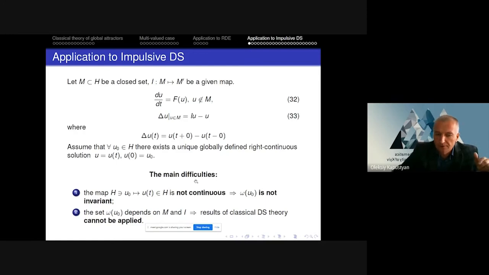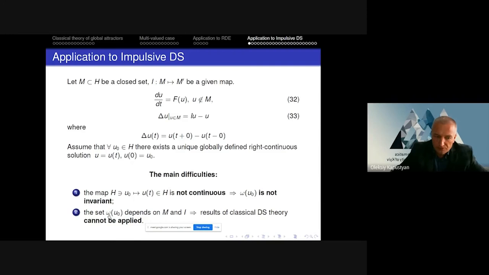What are the difficulties, what is the problem with this system? The first and the main problem is that we have no continuous dependence on initial data in this case. There is no result about continuous dependence on initial data in impulsive dynamical systems. So we cannot expect that the omega limit set is invariant. So the omega limit set in general is not invariant. So we cannot expect the property of invariance from a global attractor. So we cannot define the global attractor itself, because the requirement of invariance is a part of the definition of a global attractor. So this is a problem.